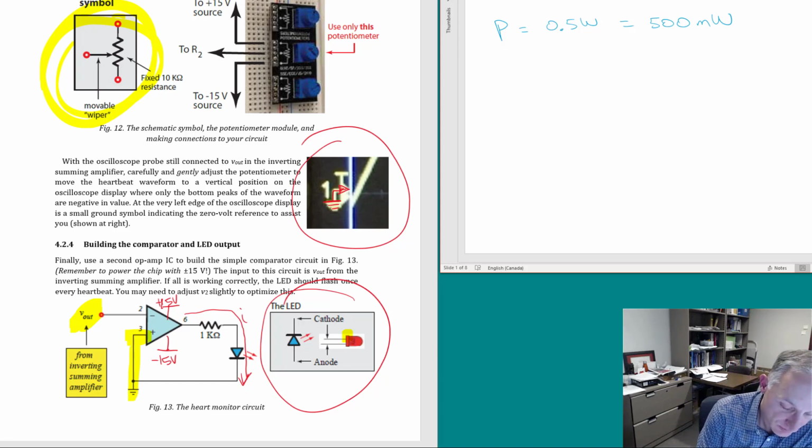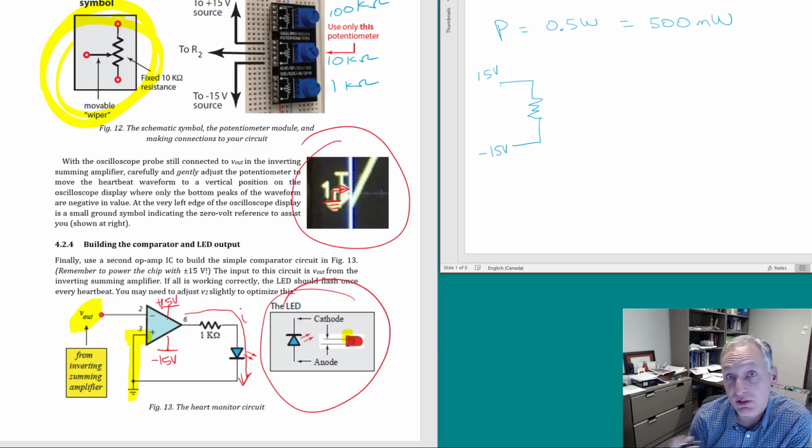Now it's not visible here, but these potentiometers have different resistances. This one here is 100 kilo. This one here, the one that you're supposed to use, is 10 kilo, and this one here is 1 kilo. Let's imagine you're using the 1 kilo one. How are you going to connect that circuit? It's going to be like this. You're going to have 15 volts here minus 15 volts there, so that's going to be a maximum 30 volts, and then this is going to be 1 kilo.